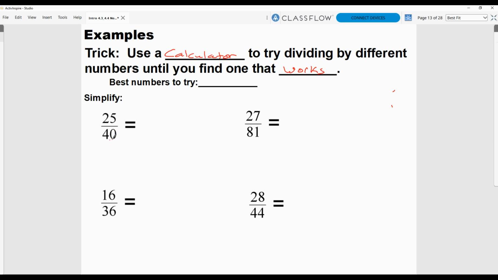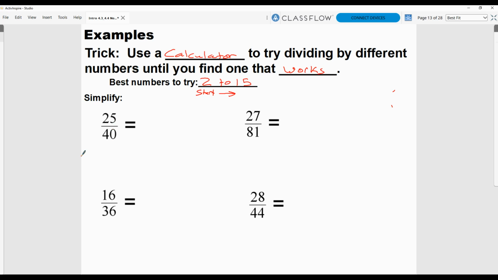So if I'm looking at this fraction here, I got 25 and 40. I want to ask myself, what can I divide both of these numbers by? You just start trying some different numbers. And the best ones to try are any number from 2 to 15. That's what I do. So start with 2. Start here, and then just try dividing by different numbers until you can find some numbers that are going to work.